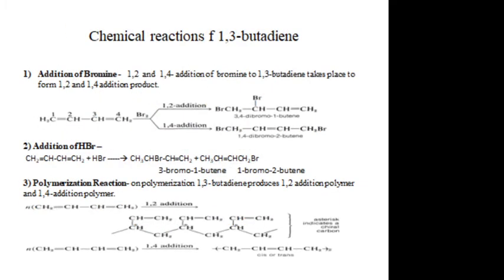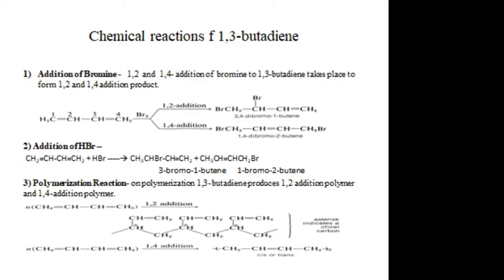Then, chemical reactions of 1,3-butadiene. Now 1,3-butadiene has two double bonds, so it is a very reactive compound, and as it has two double bonds, it generally gives two kinds of products, that is 1,2 and 1,4 addition products. So we will see the chemical reactions one by one.